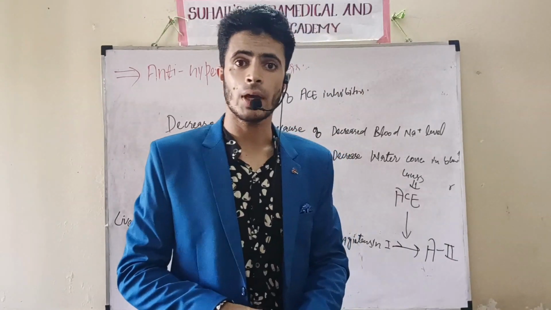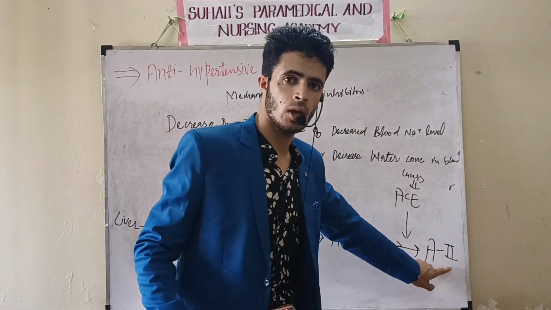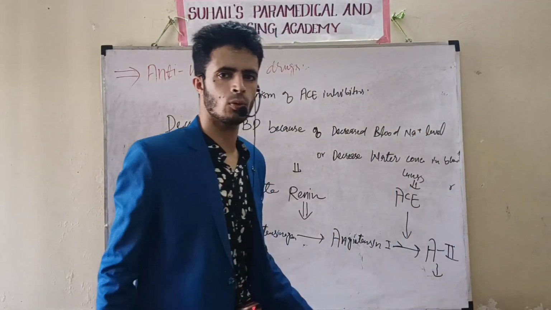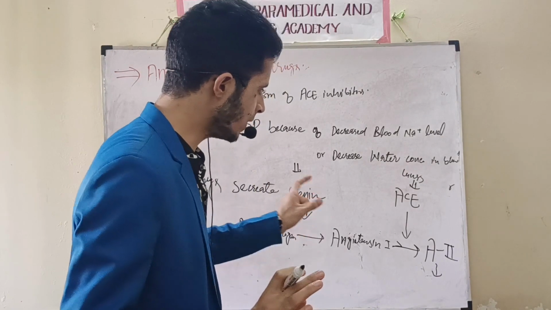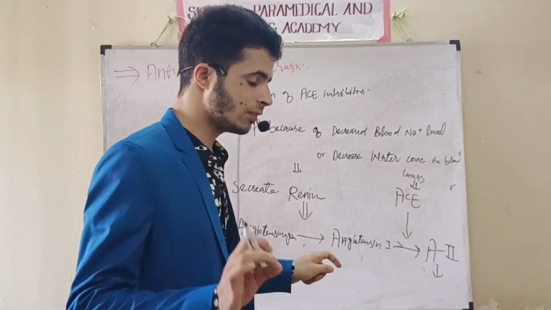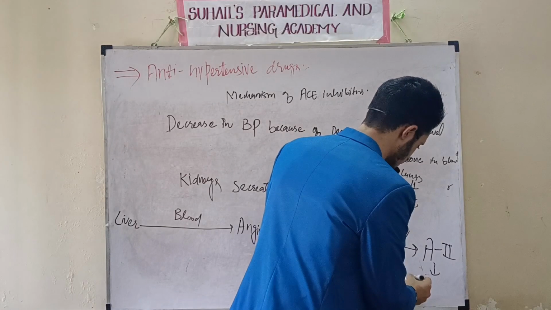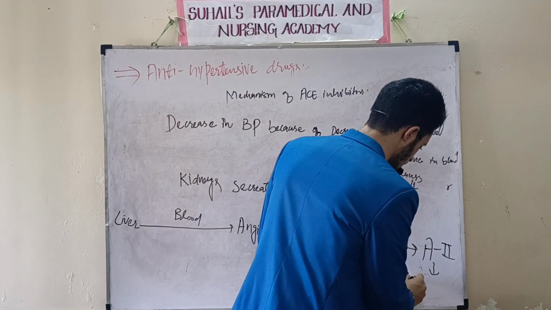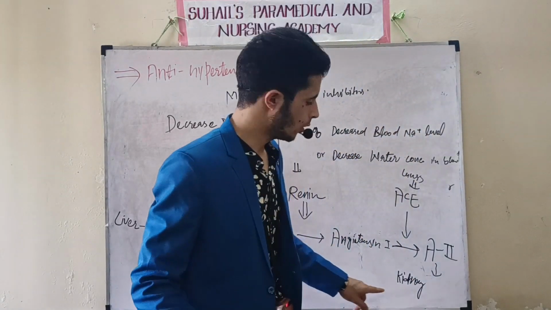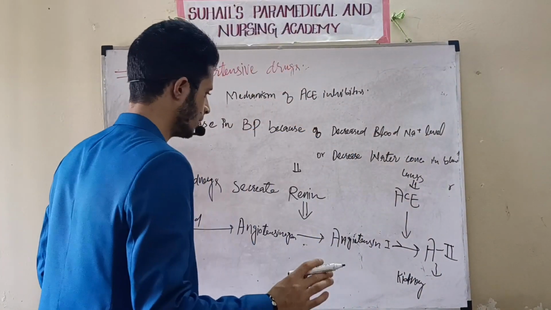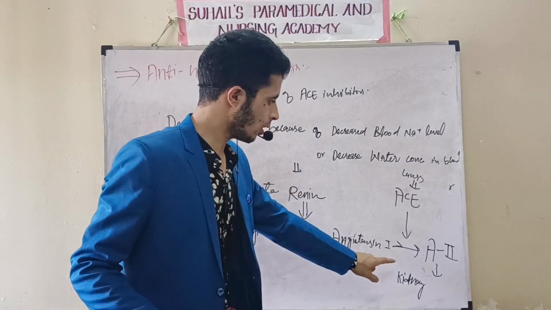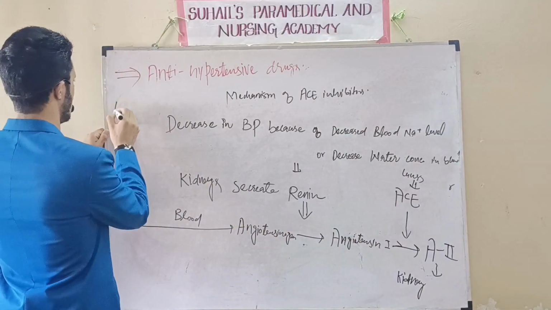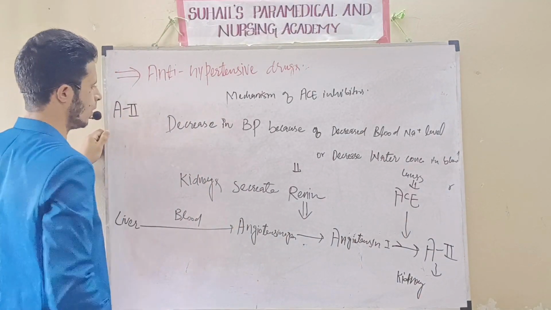Now, what is the role of angiotensin second? Remember, what is the role of angiotensin second? Angiotensin second has a very important role. What will it do? Angiotensin second will act on the kidney. I will tell here what angiotensin second will do.